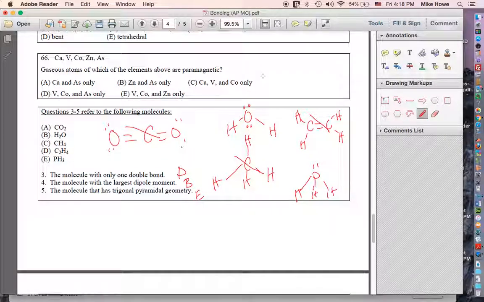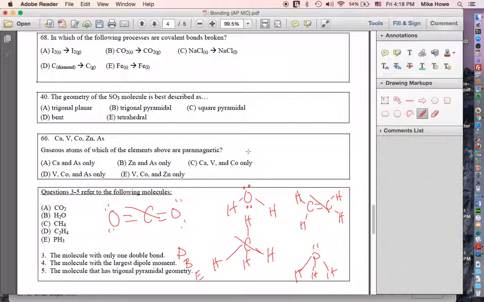Up here, paramagnetic means having unpaired electrons. So if you look at the electron configurations of these, you know that calcium ends in 4s2. I'm just going to put the last part, so it's whatever to whatever 4s2. Vanadium is 4s2 followed by 3d2. No, 3d3, because this is in spot number 23. So 3d3. Zinc is going to end in 4s2, then 3d10.